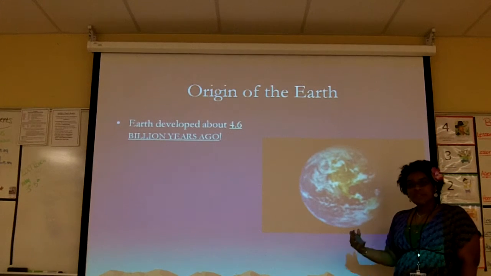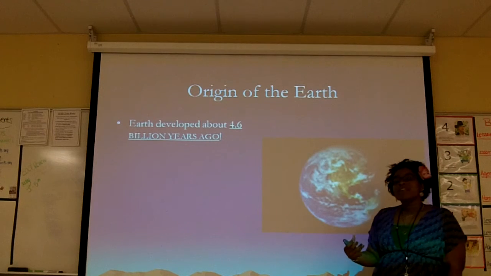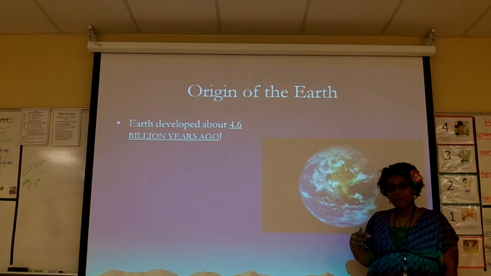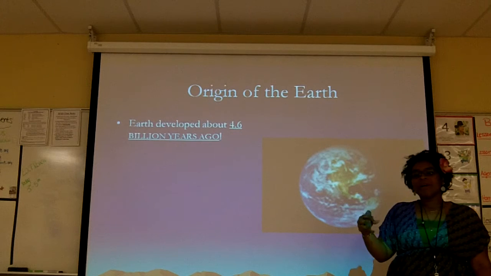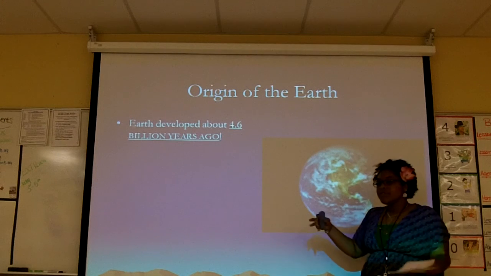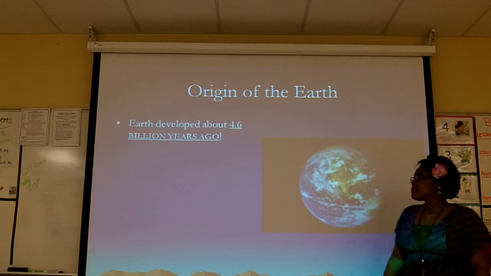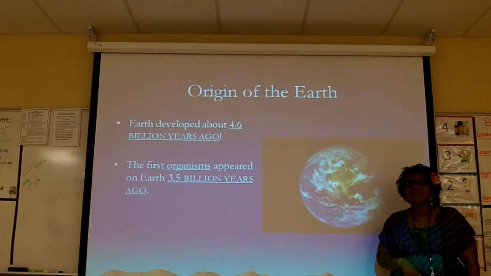And actually, there's a theory behind how the Earth and the different planets were created, and it's called the Nebular Theory, where the planets formed through a process called accretion, which is basically the clumping of particles due to gravity. So you clump particles together, and eventually you have planets. And once we had Earth, the first organisms appeared on Earth about 3.5 billion years ago.